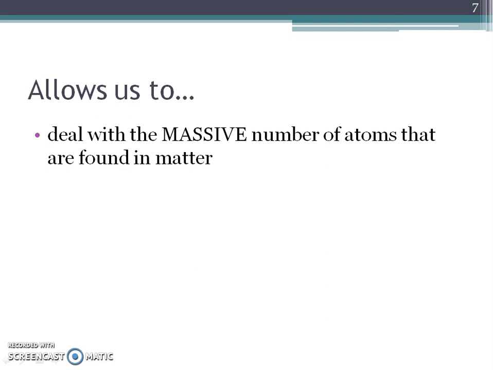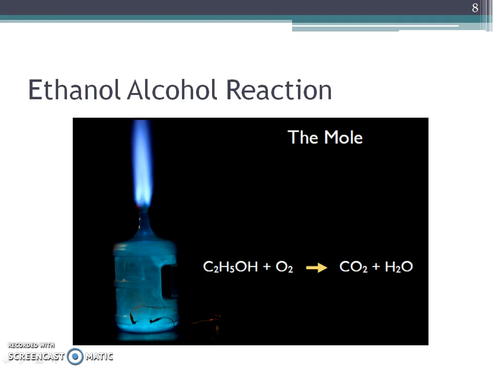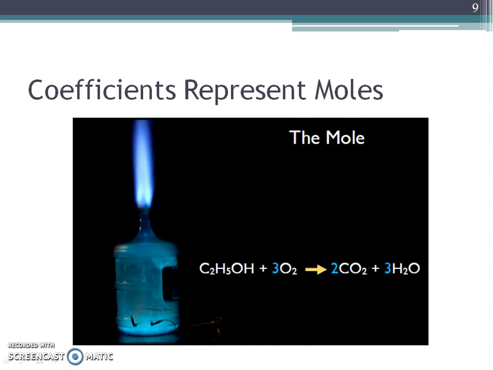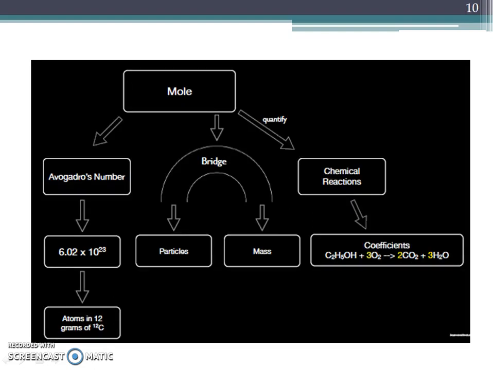This allows us to deal with the massive number of atoms that are found in matter. Then he did a reaction, the ethanol alcohol reaction, and he said those coefficients really represent the moles. So we want to remember that 1 mole of the alcohol plus 3 moles of the oxygen gas in the air produces 2 moles of the carbon dioxide and 3 moles of the water. Gave a nice flow chart as usual.